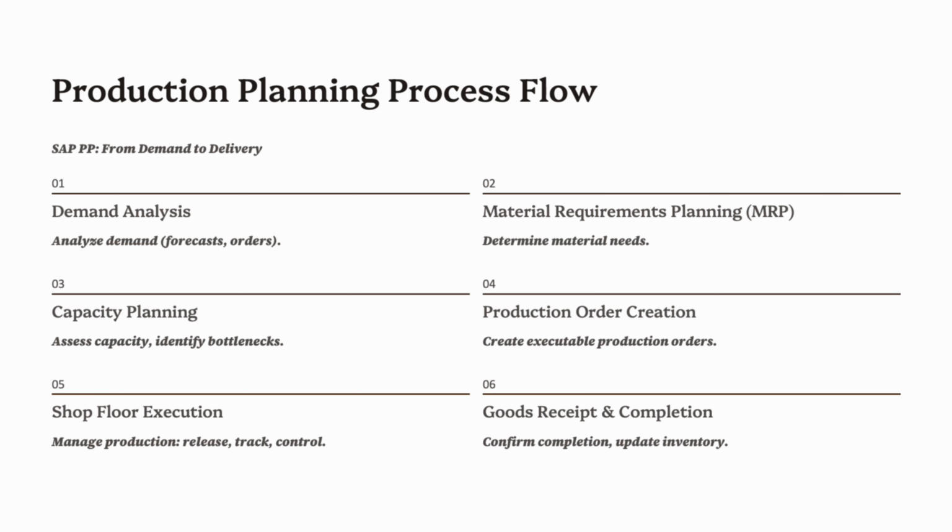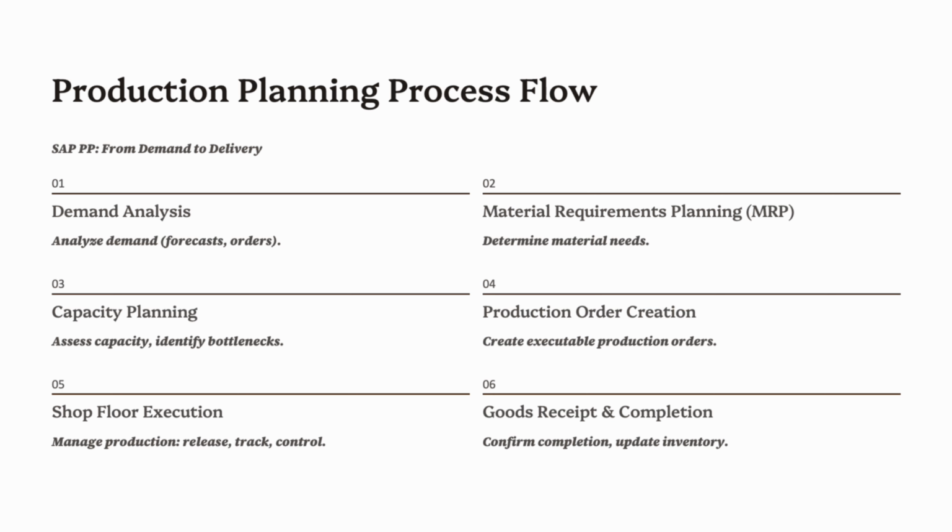Production order creation. Once approved, a planned order is converted into a production order. This is the formal instruction to start manufacturing. It contains the BOM, routing, and scheduled times. Shop floor execution. Workers or machines follow the production order to perform operations. SAP tracks progress, consumption of raw materials, and any deviations.